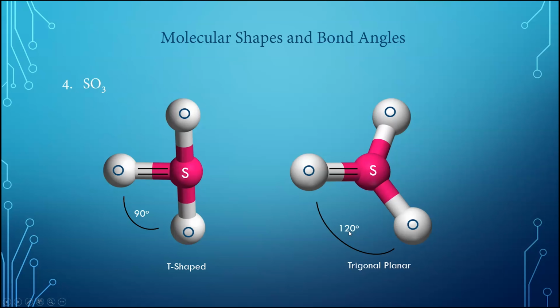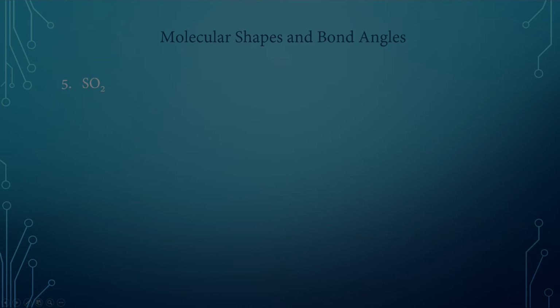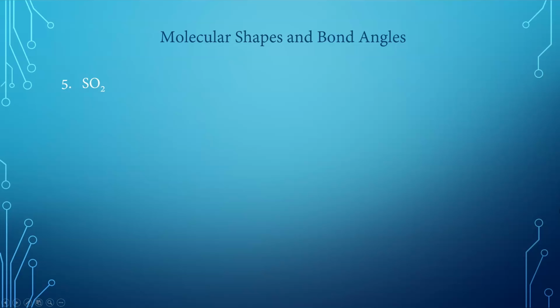And that makes sense. The more groups you put around the center, the closer they'll have to be together. So when there were 4 groups around the center, the best we could do was 109.5 degrees. Now with only 3 groups around the center, we can get farther apart, and now we have a bond angle of 120 degrees. Like sulfur trioxide, sulfur dioxide also has 3 groups.